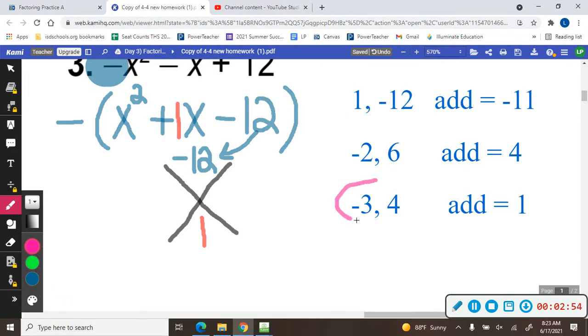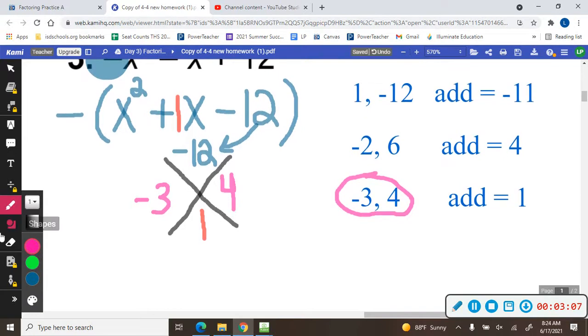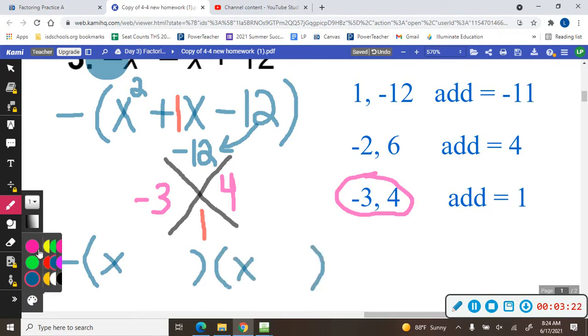So I'm looking for these two. So I put -3 and 4. Now putting all this together, I have negative, parenthesis, x, close off the parenthesis, another x, and then right here I'd have a -3, and right there I'd have a +4.